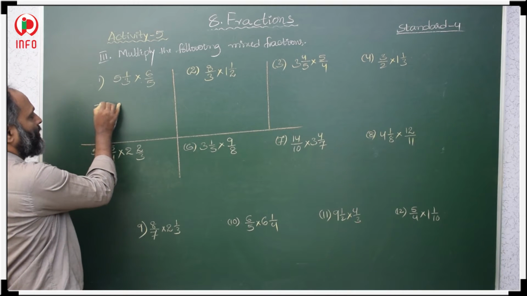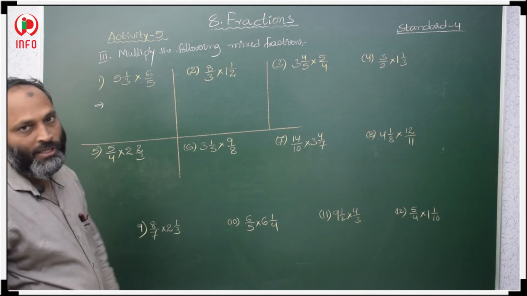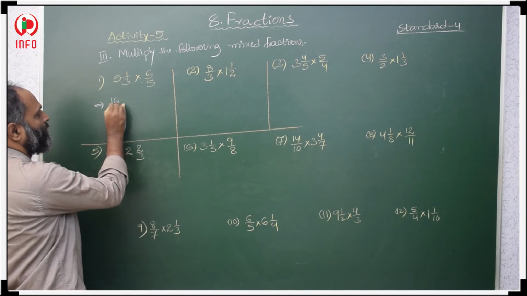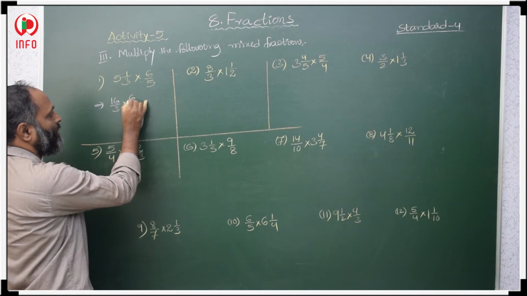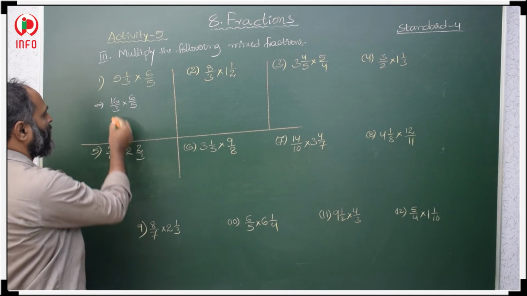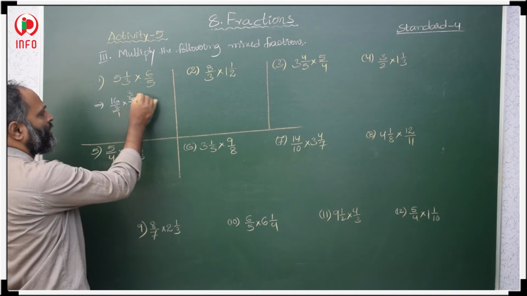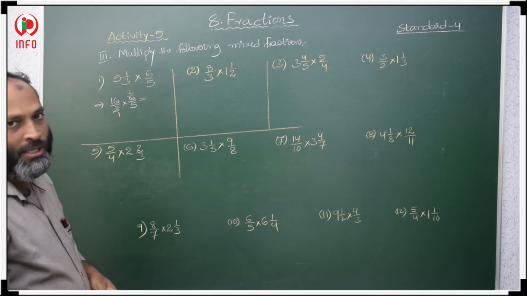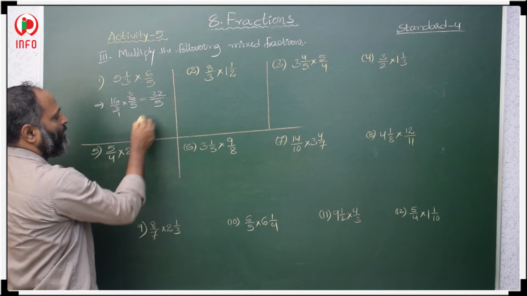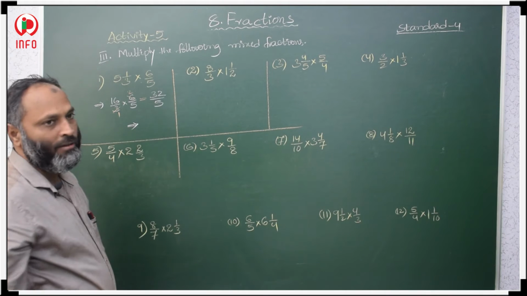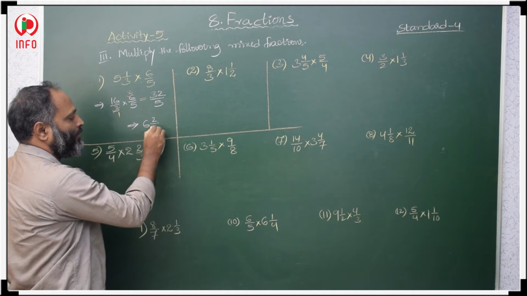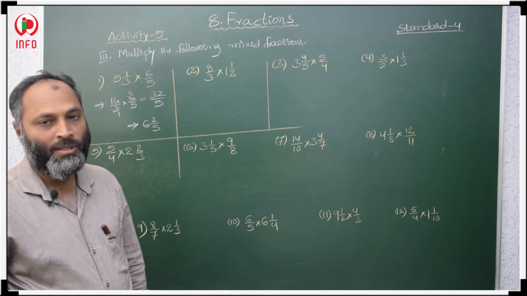The concept is same. First we have to convert this mixed fraction into improper. 3 5s are 15, 15 plus 1 is 16. 16 by 3 into 6 by 5. Then these two have common factor 3. 3 ones are 3, 3 twos are 6. Now, 16 twos are 32 by 5. So, this is an improper fraction, we have to convert it into a mixed fraction. 5 6s are 30 and 2 left, 2 by 5. 6 2 by 5 is the answer.